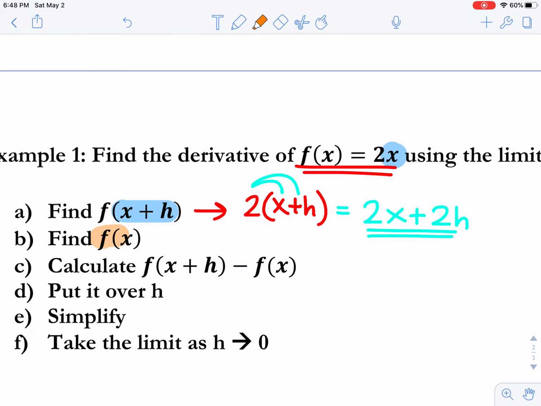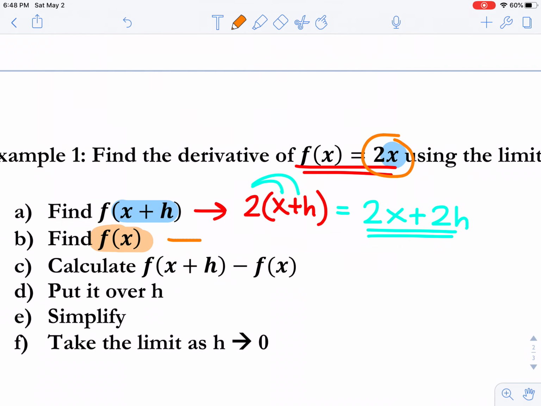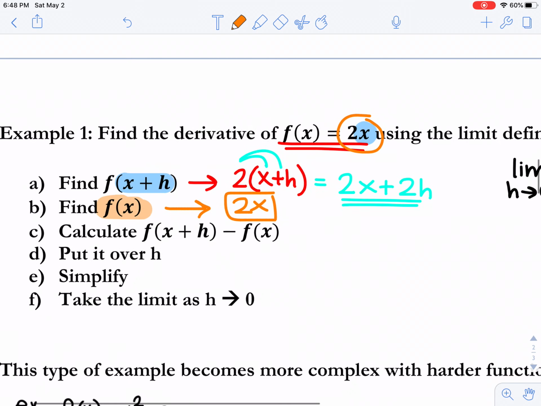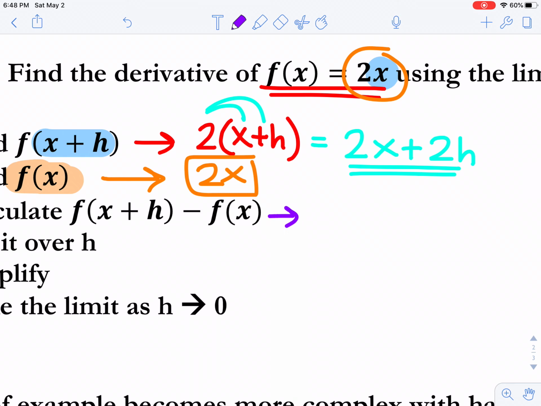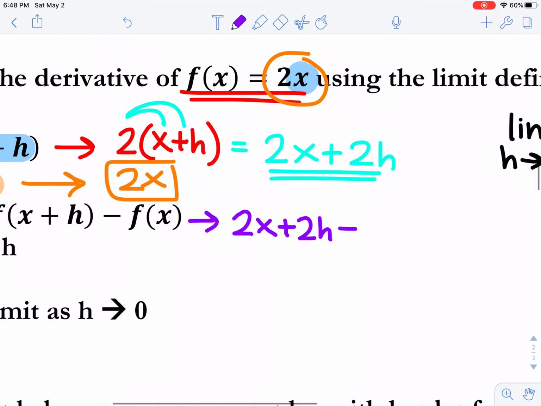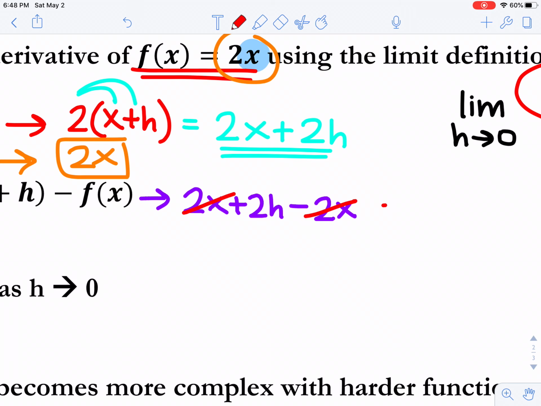Second step, find f of x. Well, they gave me f of x. F of x is just 2x. Now I'm going to take f of x plus h, which was this bright blue, and I'm going to subtract f of x. So 2x plus 2h minus f of x, which is 2x, and simplify that. So the 2x's cancel and I get 2h.